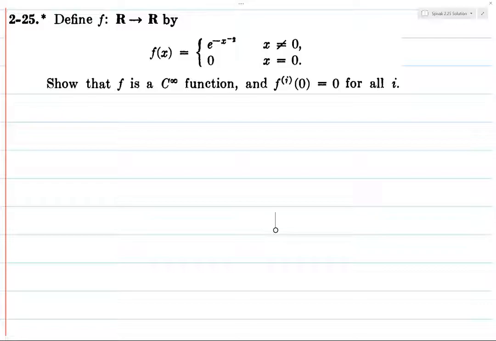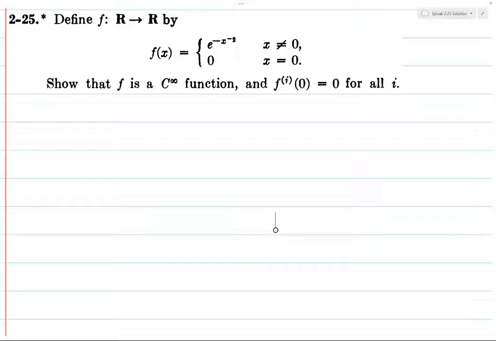And this function is really at the core of, it's like the core example of functions which are not analytic. And you'll go through and discuss why analytic functions are important and what their properties are. But anyway, let's look at this example. So we have this function. It's e to the minus x to the power of minus 2 at points which are not 0, and then it's 0 at 0.